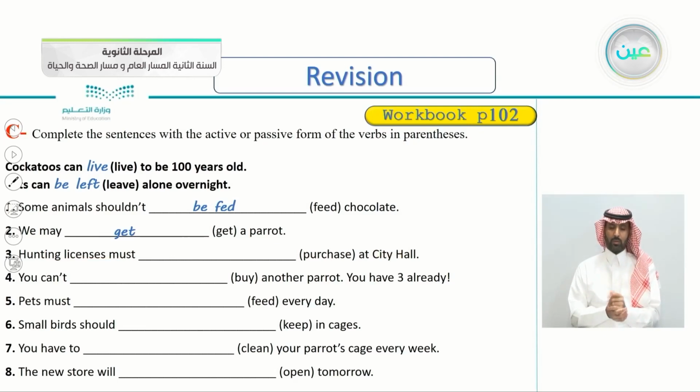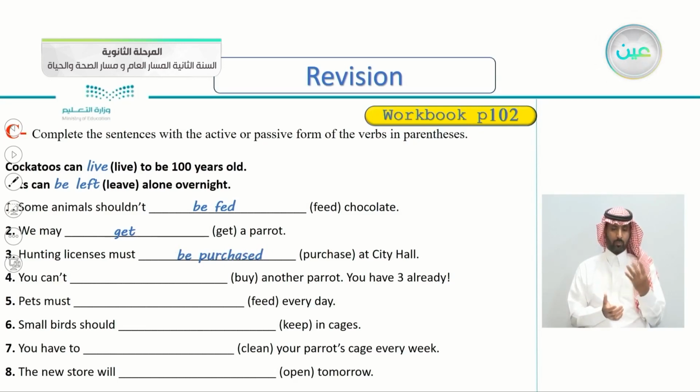Number three, hunting licenses must purchase at City Hall. Try to notice, is there a subject in the sentence or not? This will help you to decide whether it's an active or passive. So the verb is purchase. Who is purchasing them? We don't know or we don't care. So, is it active or passive? Yes, it's passive. So how do we write it? Hunting licenses must be purchased at City Hall.